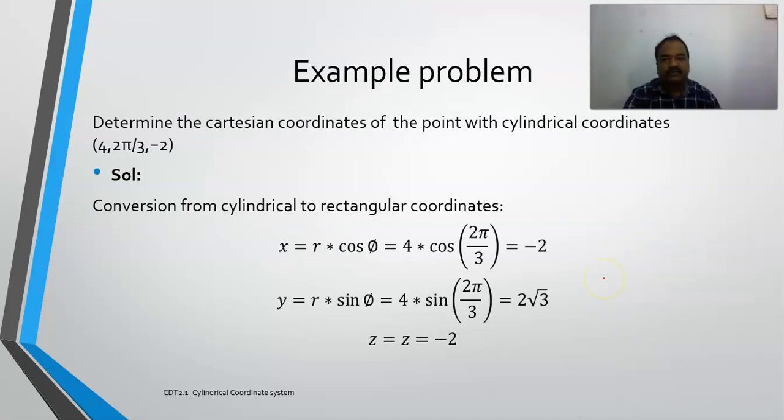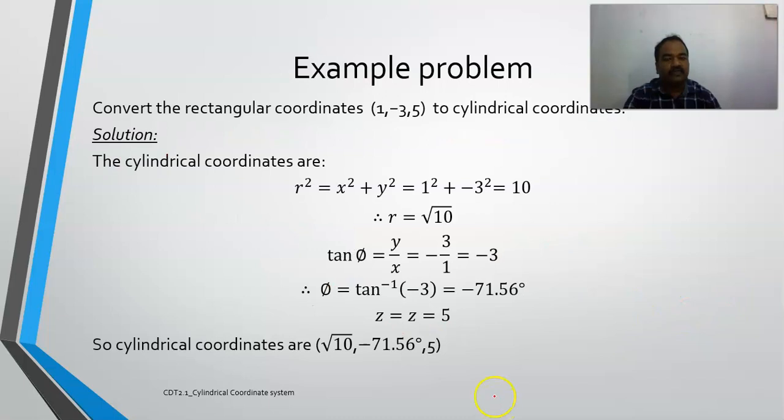Now let us suppose I have a point. See, determine the Cartesian coordinates of a point with cylindrical coordinates 4, 2 pi by 3, minus 2. Now these are cylindrical coordinates r, phi and z. Now let us compute x is equal to r cos phi. So 4 into cos of 2 pi by 3, it is minus 2. Similarly, y is r into sin phi. I will get 2 root 3. And z remains the same, it will be minus 2. So the new coordinates in the rectangular system are minus 2, 2 root 3, and minus 2.